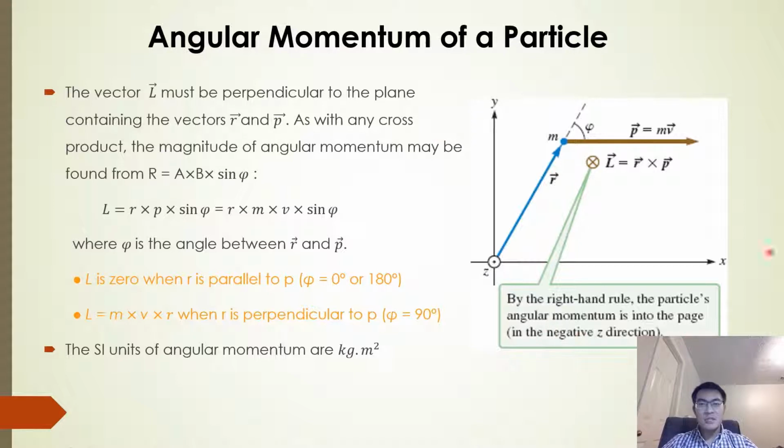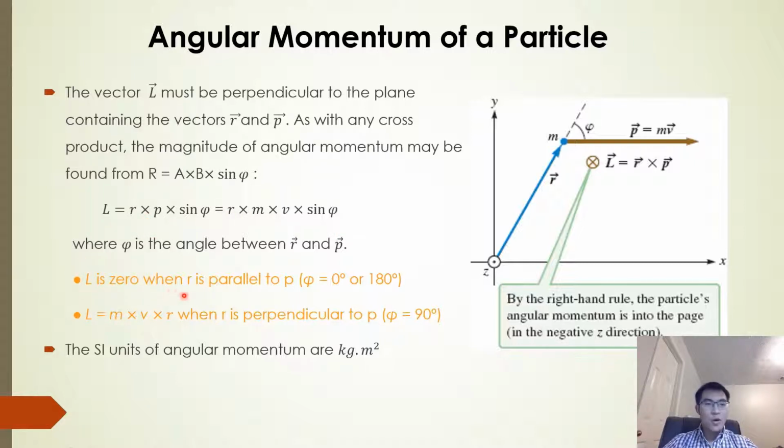As you can see in this picture, the vector L must be perpendicular to the plane containing the vectors r and p. As with any cross product, the magnitude of angular momentum may be found from L equals r m v sin phi, where phi is the angle between r and p.